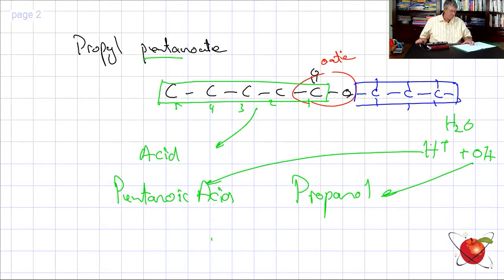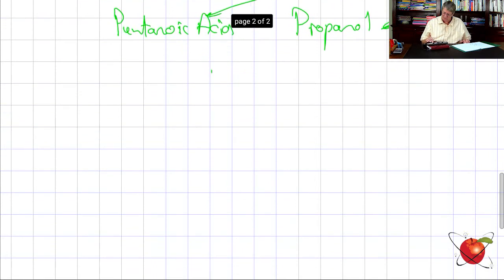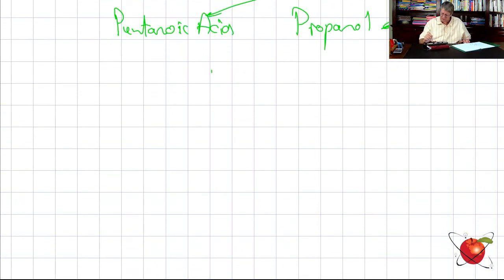So we can do it backwards as well. That is esterification: propyl ethanoate, propanol, and ethanoic acid. So with the esterification problems, where do we start?